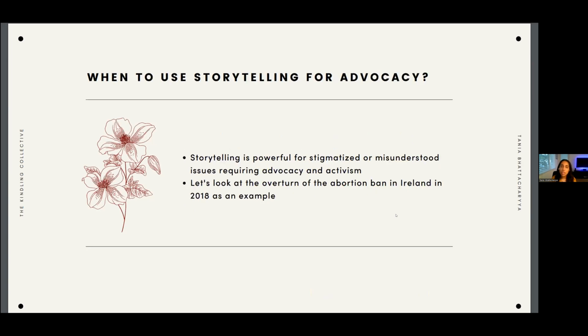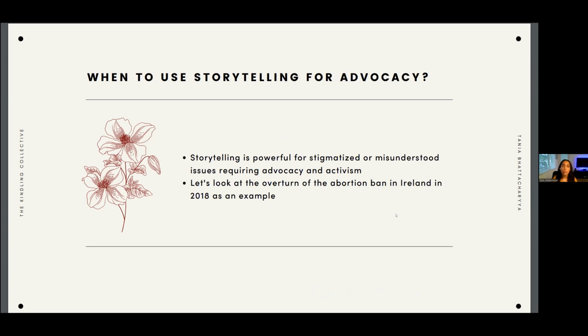So I want to talk a little bit about when to use storytelling as an advocacy tool. And I think a great example of that is actually how stories can smash stigma or help illuminate misunderstood issues. And there's a great example of the overturn of the abortion ban in Ireland in 2018.